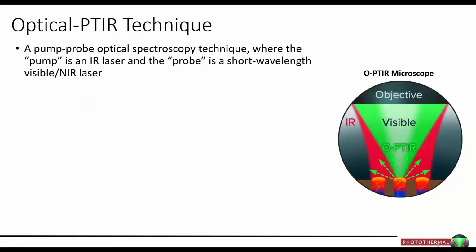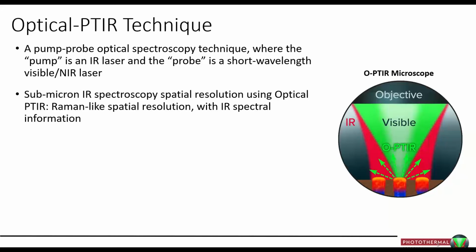And that's kind of what I meant by the direct indirect. So we excite with infrared, and we measure indirectly with a visible laser. Single frequency Raman grade visible laser. Right, and what that means and what it delivers us is, among many other things, submicron infrared spatial resolution. So it's much like a Raman microscope in that sense.